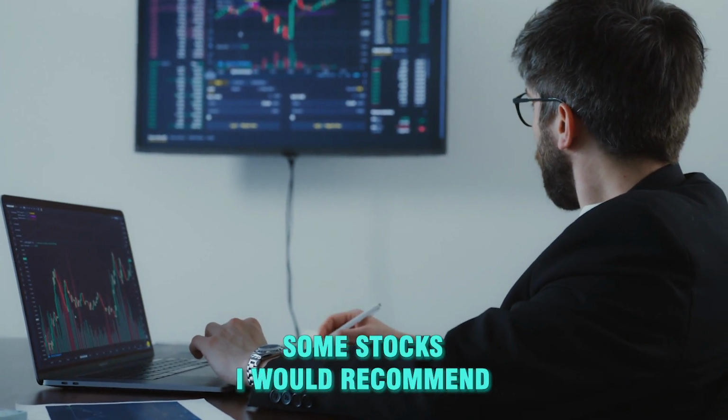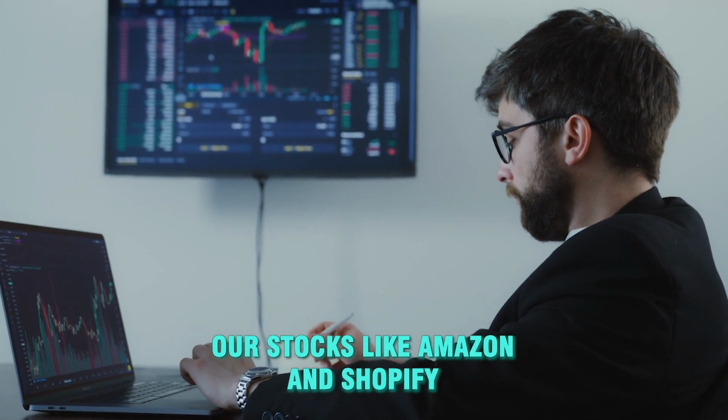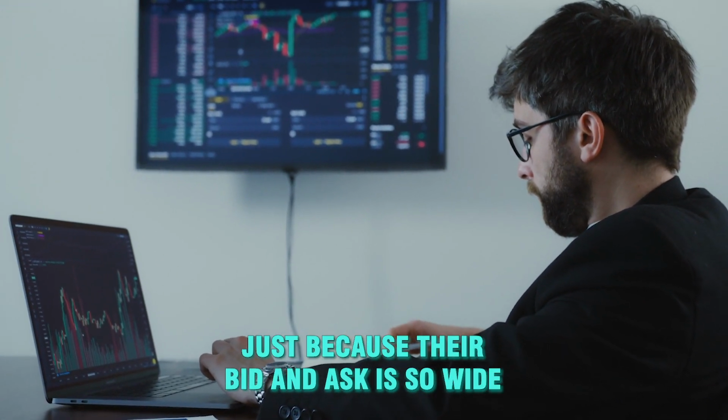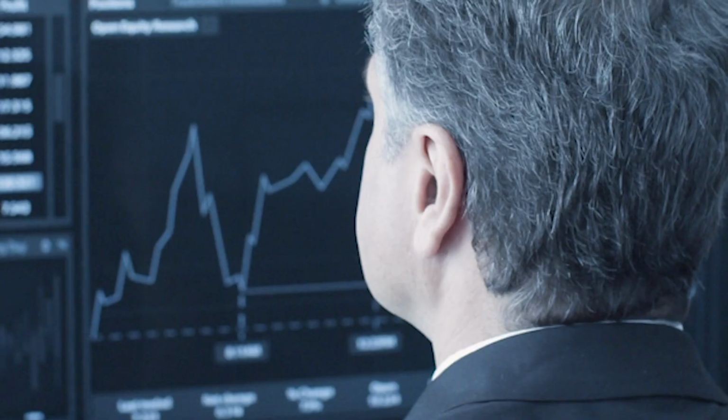Some stocks I would recommend staying away from if you're just starting off are stocks like Amazon and Shopify just because their bid and ask is so wide. And another thing, that's step one, find options with high volume and high options liquidity. And that's your main focus.